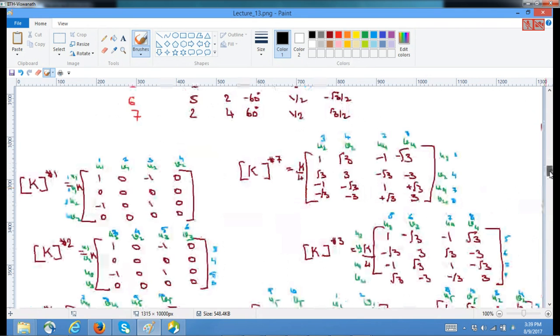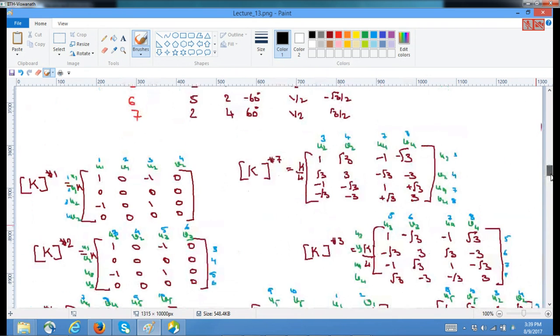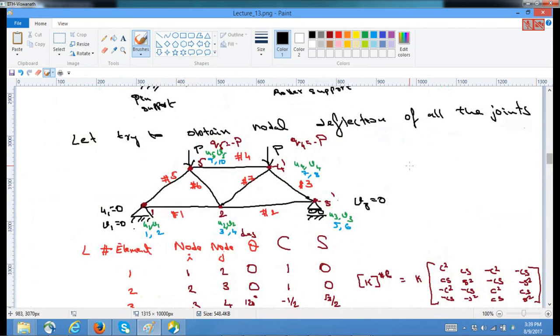What we did is we wrote the element stiffness matrix for element 1, element 2, element 3, 4, 5, 6 and 7, because we have 7 elements. And we know that in the global scenario, we number the degrees of freedom as 1, 2, 3, 4, 5, 6. The odd numbers correspond to the x degree of freedom and the even numbers to the y degree of freedom, that is u1 v1 u2 v2 u3 v3 u4 v4 u5 v5.